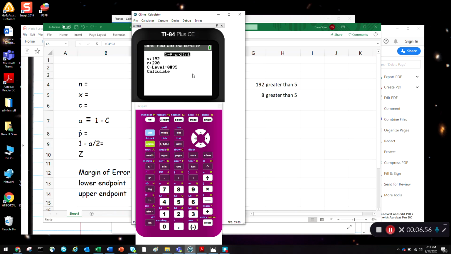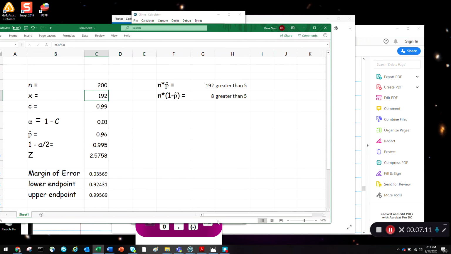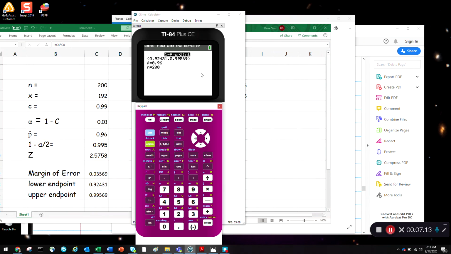Our confidence level is 99. I tell it to calculate, and there I get my confidence interval, and it matches up with our Excel and also the doing it by hand. So we get the same numbers for our confidence interval for the population proportion.